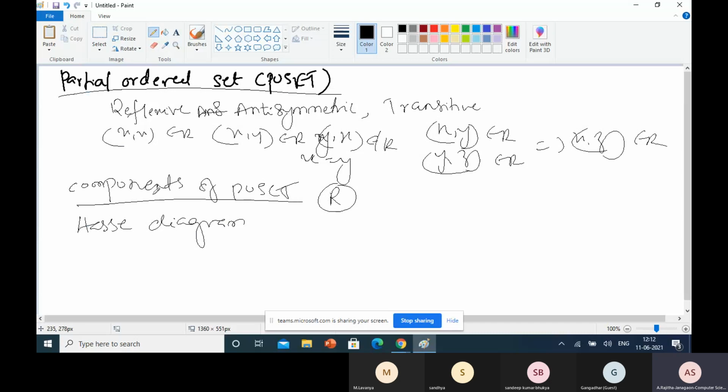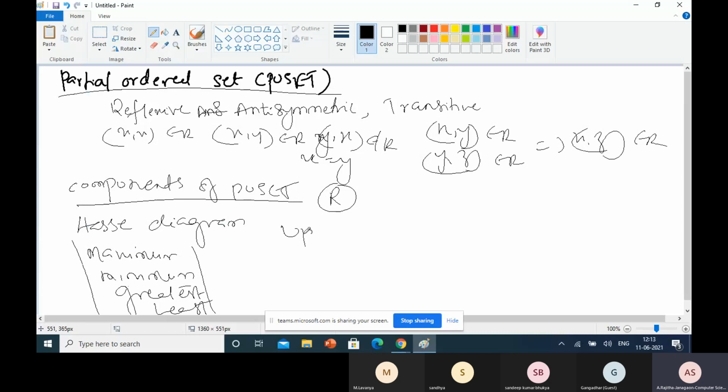Coming to the components, the Hasse diagram terminology and the components of poset. Yesterday we have discussed the maximal element, then the minimal element, and greatest element, next least element. So these we discussed yesterday. Now we are going to discuss other four components.